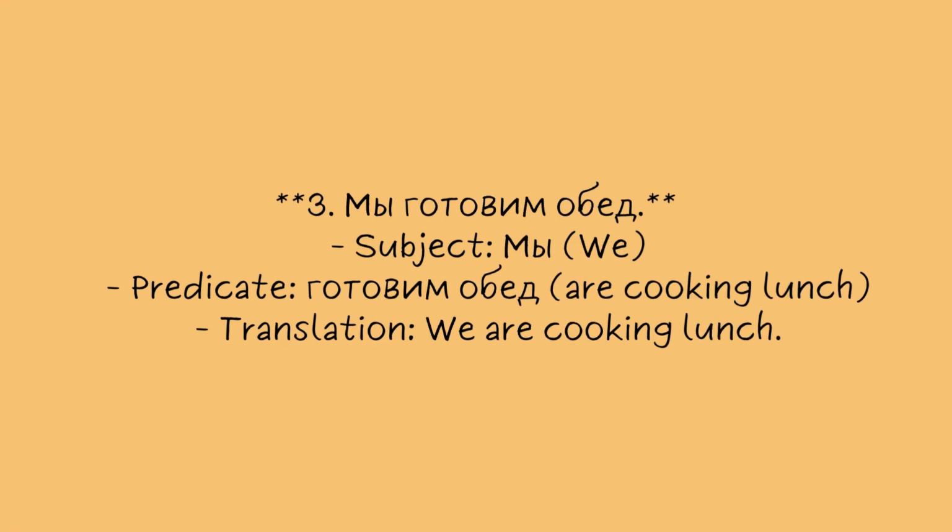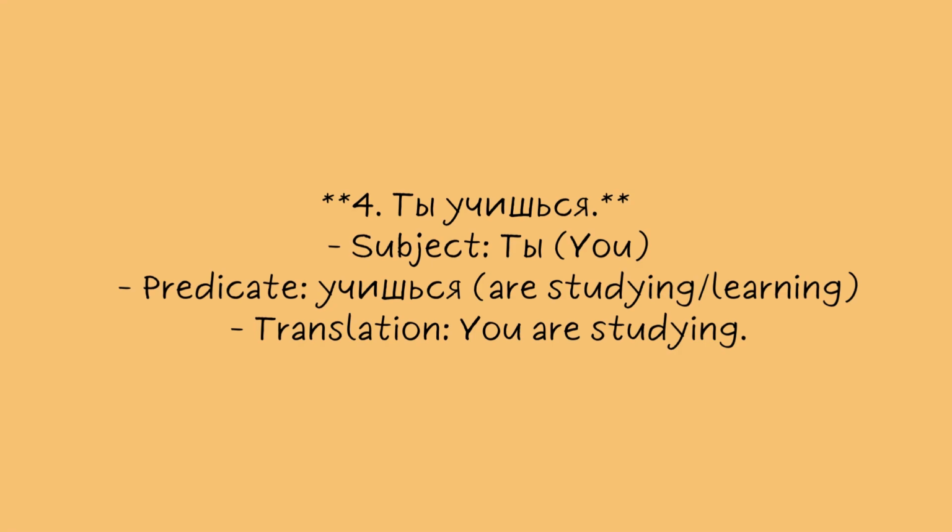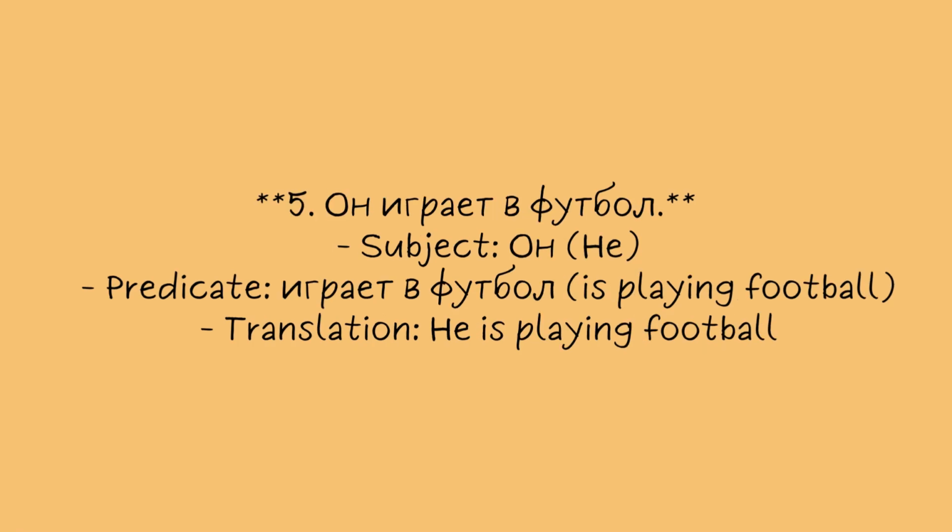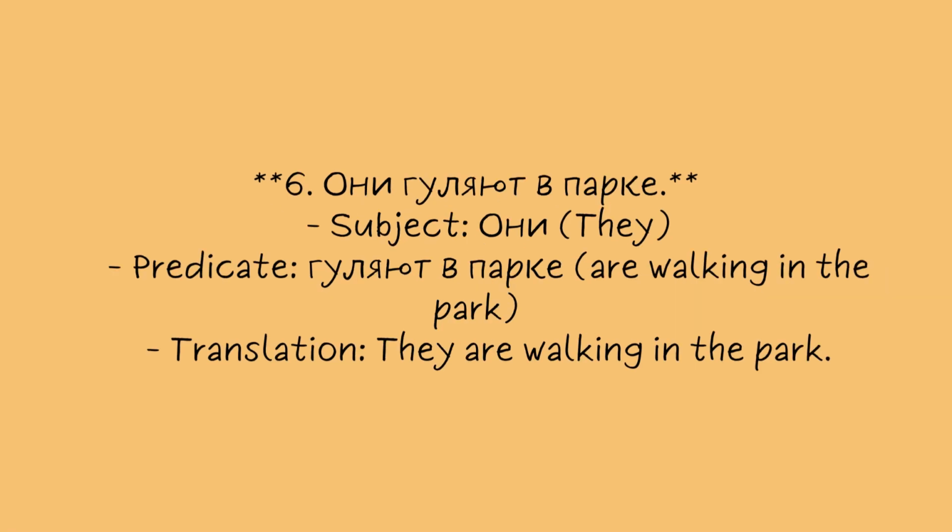Мы готовим обед. Subject: мы. Predicate: готовим обед. Translation, we are cooking lunch. Ты учишься. Predicate: учишься. Translation, you are studying. Он играет футбол. Predicate: играет футбол. Translation, he is playing football. Они гуляют в парке. Predicate: гуляют в парке. They are walking in the park.